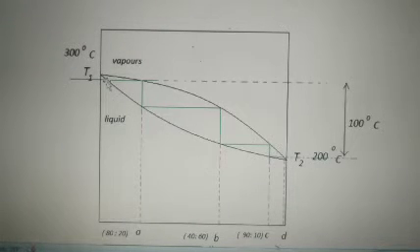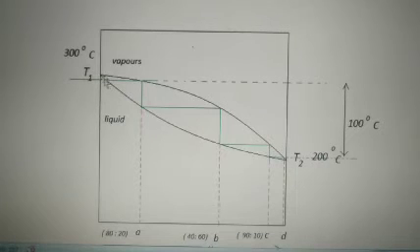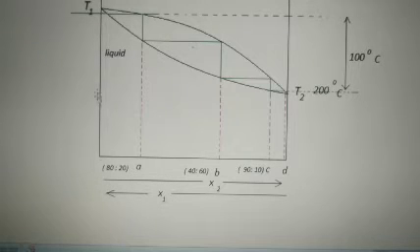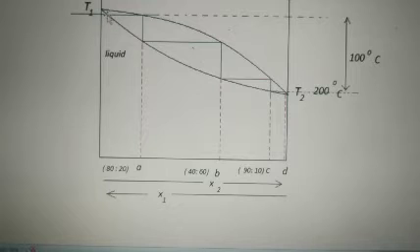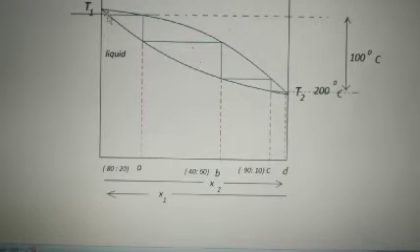How am I saying that? By how near it is to this line where x1 is maximum. It means if I check this point, I can say 98% one component, 2% another component. Then this liquid is going to change into vapors. So I have a liquid with composition 98% A and 2% B, and I change it into vapors. Vapors means I boil it.